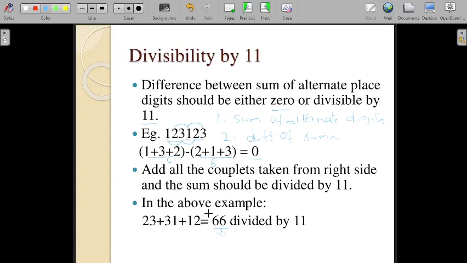Here you might have some doubt. Suppose only one number is left, then what should we do? For example, let's say 1 2 3 1 2 3 3. Here the couplets are 33, 12, 23, and only one left. So what we have to do: 33, 12, 23, 01. Simple. Like this we should take.